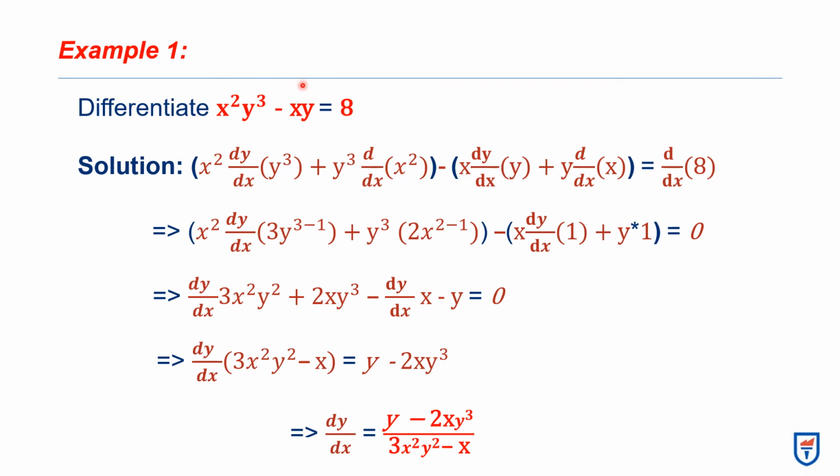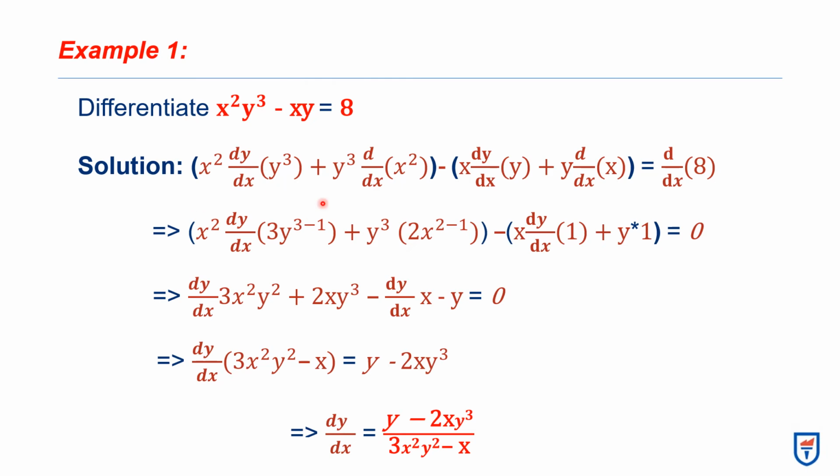Then for the second term, we also have minus xy. xy also has two functions, which are x and y. So we also use the product rule. When we use the product rule, we treat the first as our f(x) and the second as our g(x). So now we are saying f(x) times the derivative of g(x), which is the derivative of y, plus g(x), which is y, times the derivative of f(x), which is the derivative of x, equals the derivative of 8. So 8, we are differentiating a constant. So the derivative of 8 is going to give us 0, which is a constant.